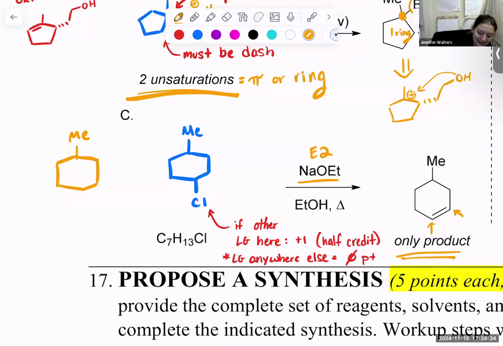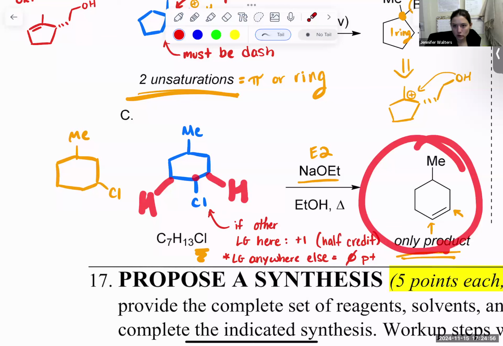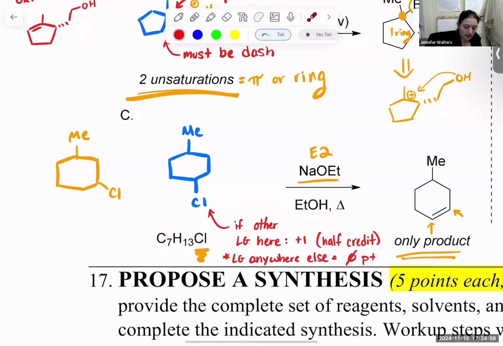The leaving group that I needed was given to me in my molecular formula. That's how I knew it had to be a chlorine. When I compare these two, only the blue structure is going to give me this product, because whether I take it from the left or the right, no matter what, it leads to this same symmetrical product. Whereas the symmetrical starting material will lead to that product.